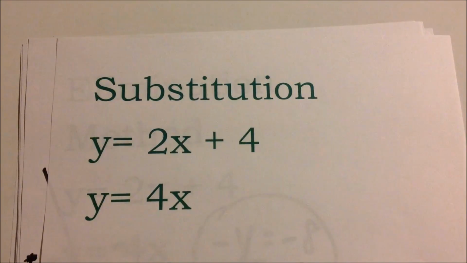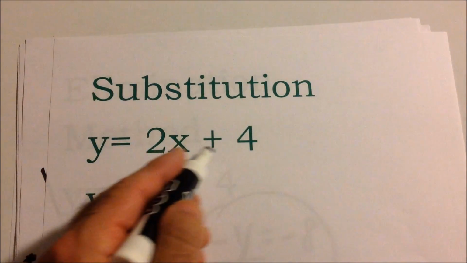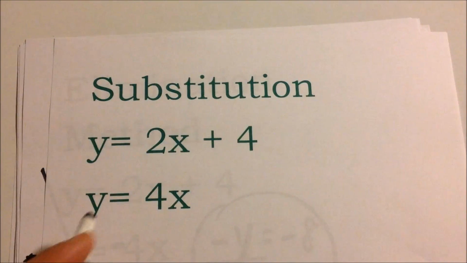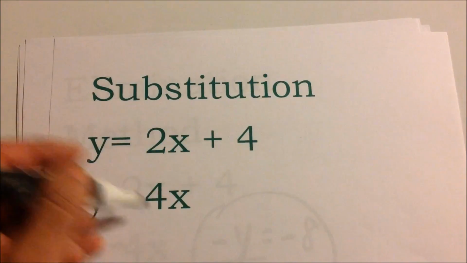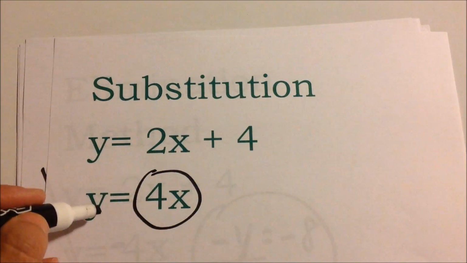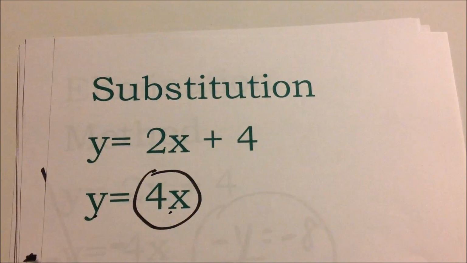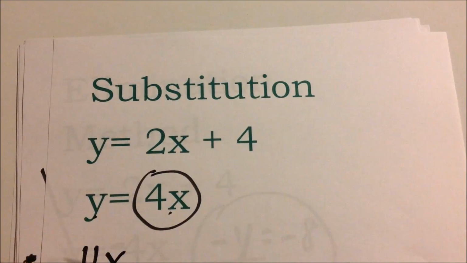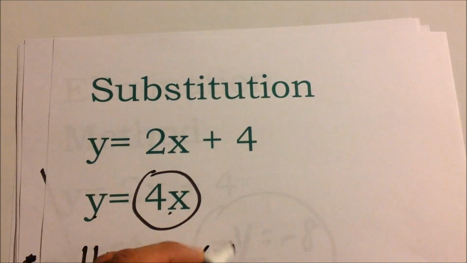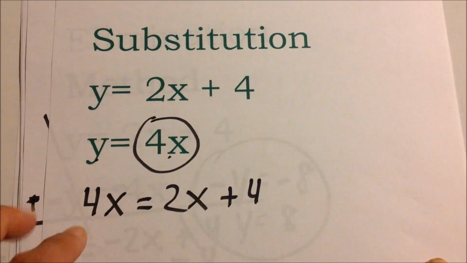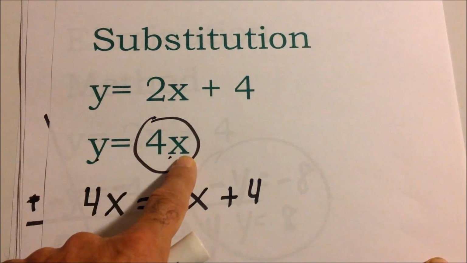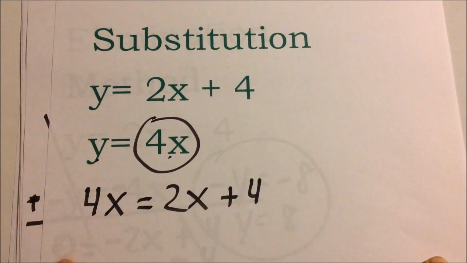So here, we're saying that y equals 2x plus 4, and here we're saying y equals 4x. So instead of having y now, I can substitute the 4x, because y equals 4x. So I can say 4x instead of y equals 2x plus 4. We could have also had 2x plus 4 equals 4x, because we know what y is. That's what we do when we substitute.